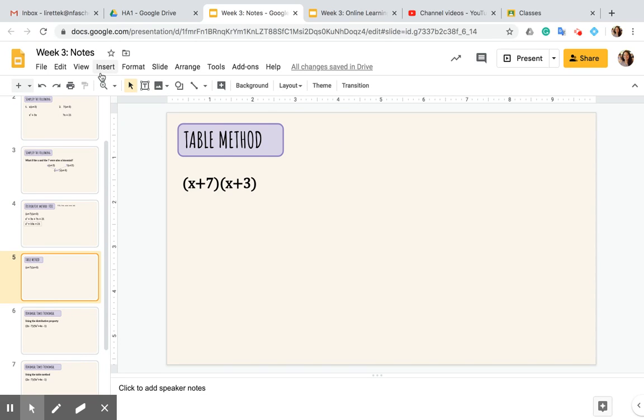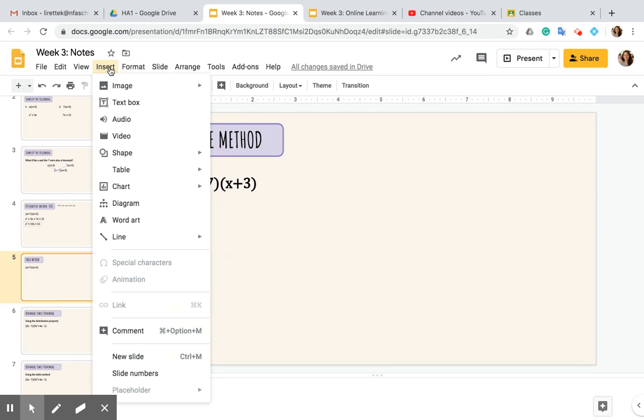The table method is going to require that we insert a table. So I'll show you how to do that easily if you're on Google Slides. So here's how you're going to have to determine how many rows and columns you'll need. You'll need however many rows and columns determined by the number of terms in each polynomial. So I've got 2 terms in one of my polynomials. So that'll translate either to 2 rows or 2 columns, depending on where you put this. And I've got 2 terms for this polynomial. That'll translate into either 2 rows or 2 columns, depending on where I put it.